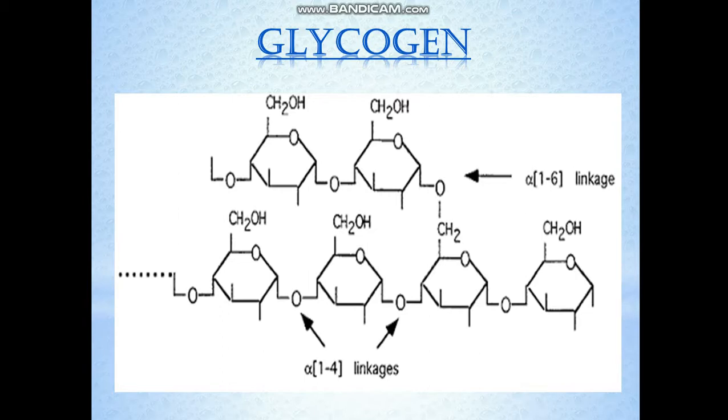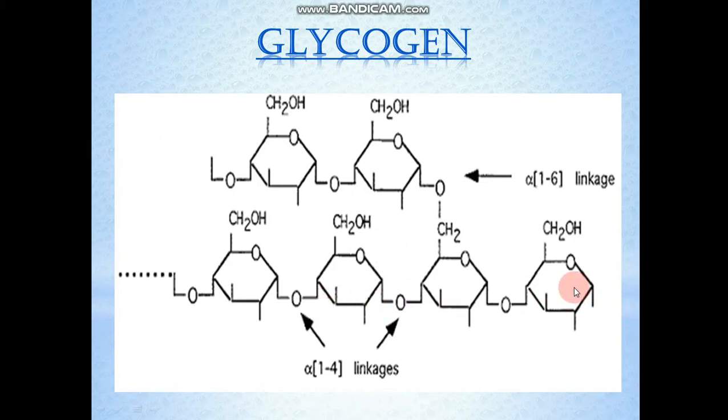For now, just understand the numbering. This was the first carbon, second, third, fourth, fifth and sixth carbon. So the first carbon is attached. The first carbon of the first glucose group is attached to the fourth carbon of the second glucose group. So they are forming an alpha 1,4 linkage. So this is the long chain, a single-rowed long chain, all having alpha 1,4 linkage.